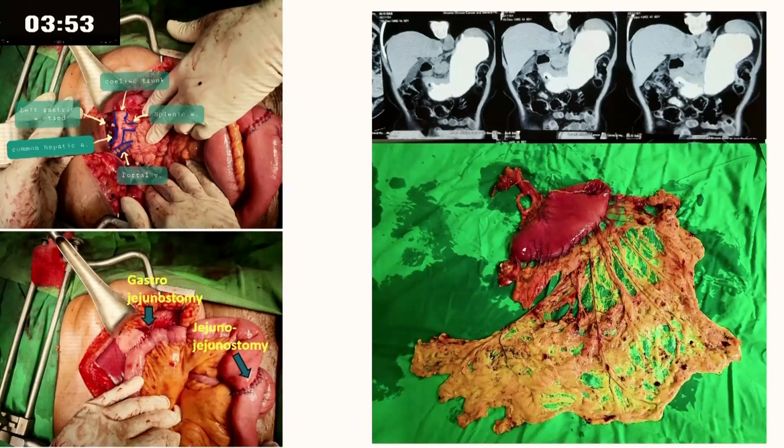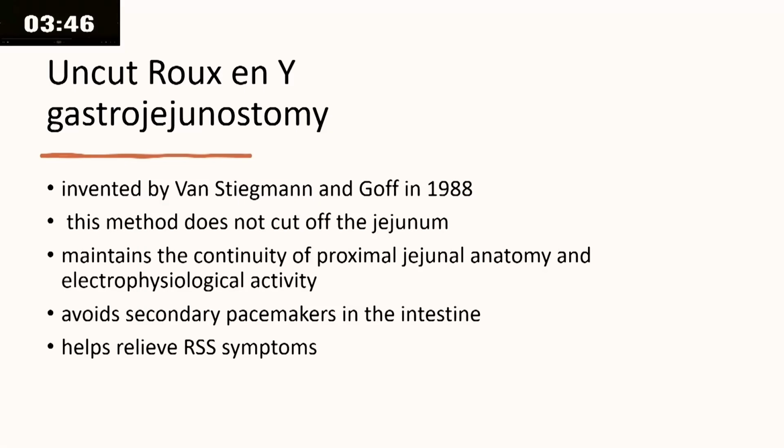This is another specimen. So here you see the gastrojejunostomy and jejunostomy. I'll discuss it later. So now, uncut Roux-en-Y gastrojejunostomy. It was invented by Van Stiegmann and Goff in 1988. This method does not cut off the jejunum, maintains the continuity of proximal jejunal anatomy and electrophysiological activity, avoids secondary pacemaker in the intestine, and helps relieve RSS symptoms.